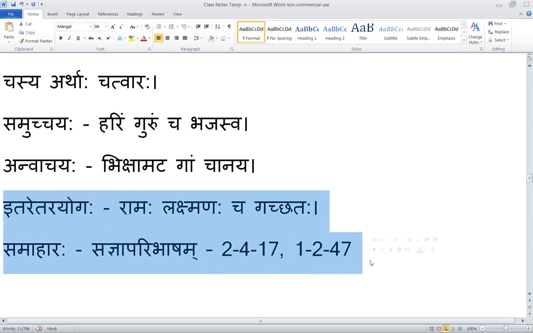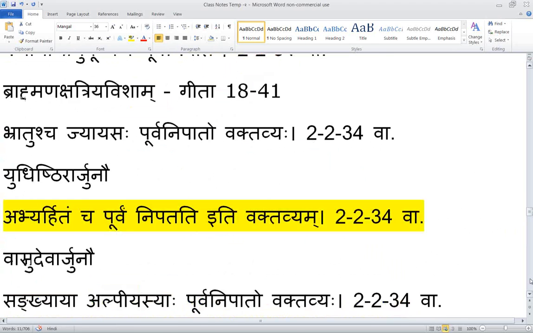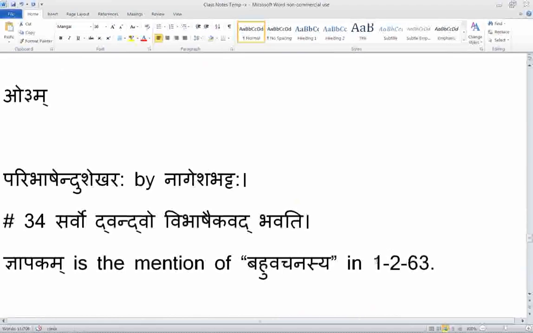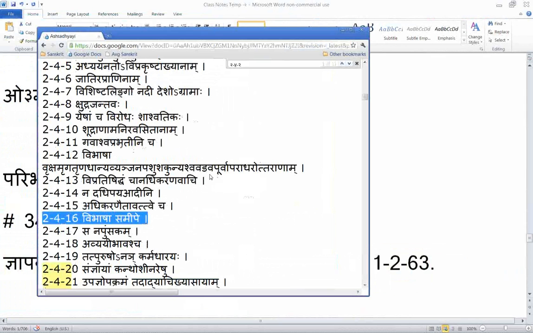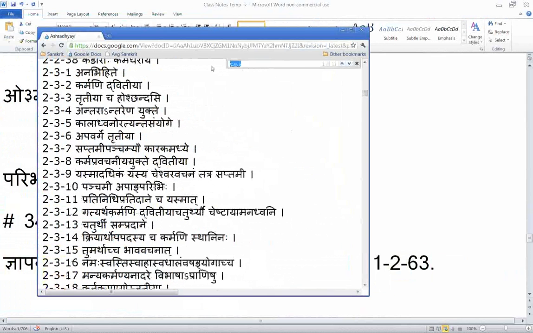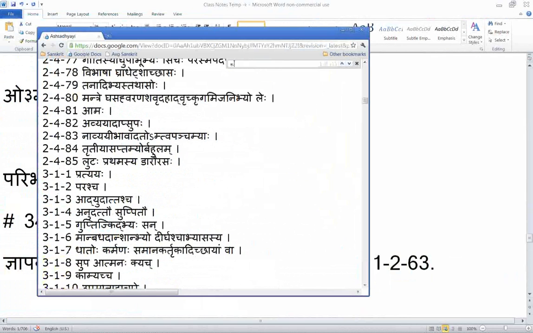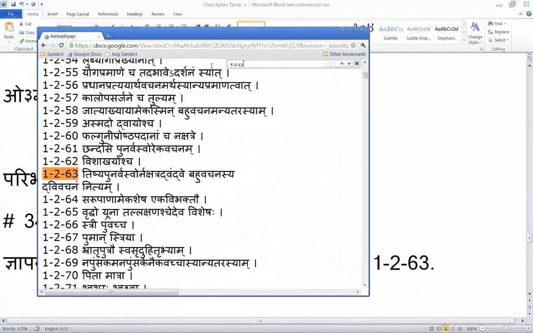So the general rule, we can have a vibhasha in any Dvandva Samasaha. We could make the Itaretara Yoga, we could make Samahara also. And we also looked at the Nyapakam, which they point out. In 1.2.63, the last class, Panini says Bahuvachanasya, a nyapakam. In 1.2.63, Panini has given a certain condition which is not the topic for today: Tishya punarvasvor nakshatra dvandve bahuvachanasya.